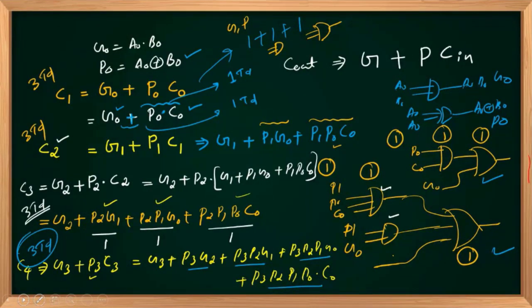Clear? Any queries? The fundamental thing is that to produce a sum output, we require 3 gate delays. To produce a carry out, we require 2 gate delays. Based on that, we calculate the total delay of a serial adder or a ripple carry adder. Then we understood that time increases as the number of bits increases.